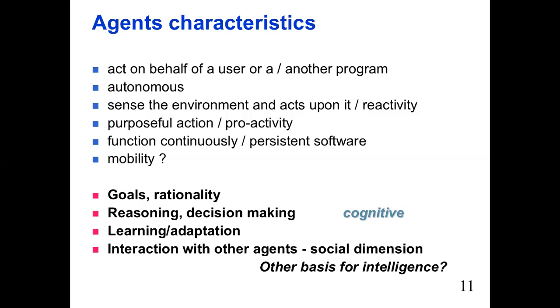So that's why it says here proactivity, proactive. And then it functions continuously, meaning it functions all the time. It's not like we say you do, then the agent starts doing it, then stops, and you do again. No, it's continuous, or we call it persistent software. And there are also types of agent which are mobile.